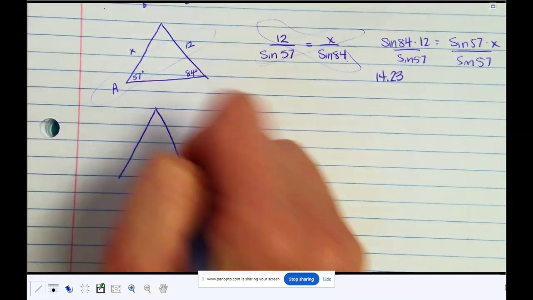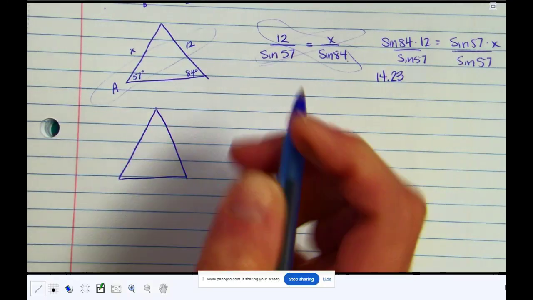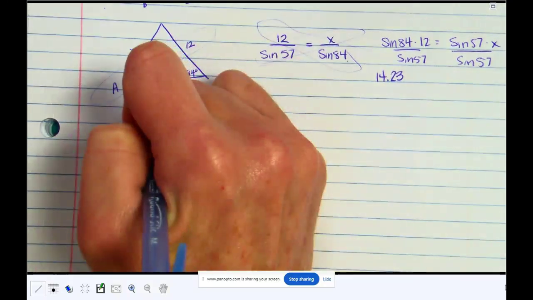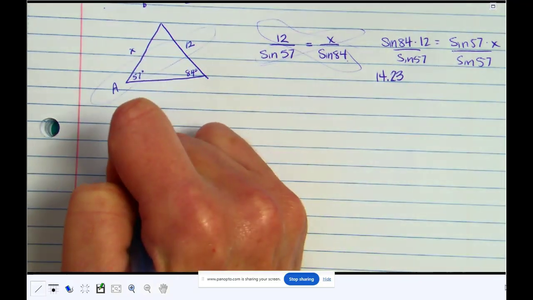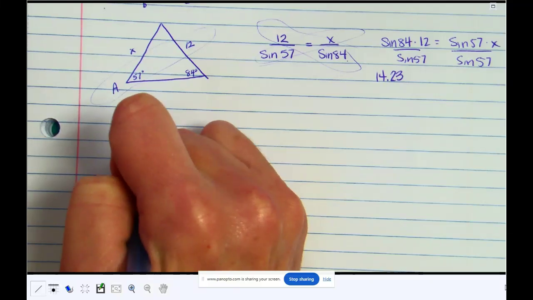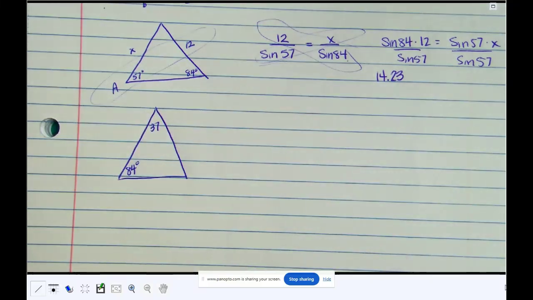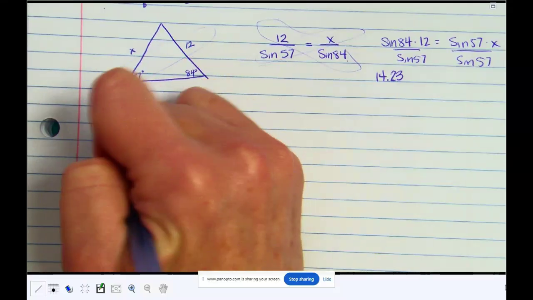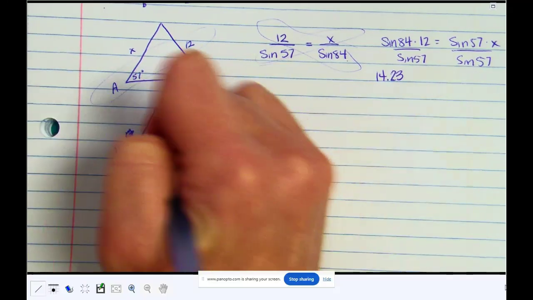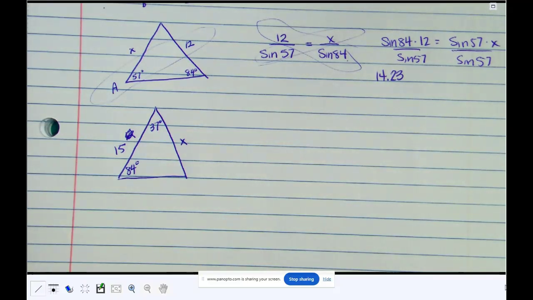So law of sines, super easy. Okay, so here's another one.